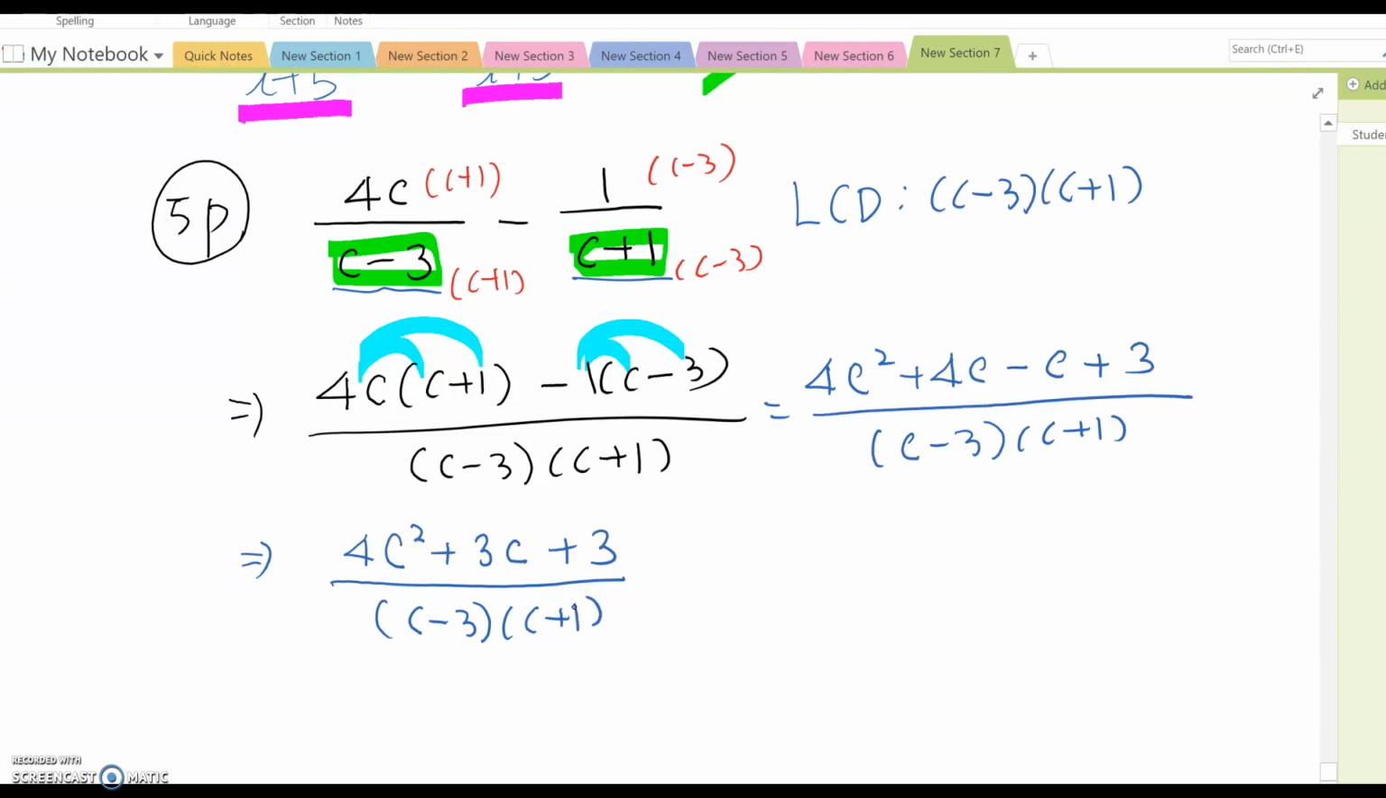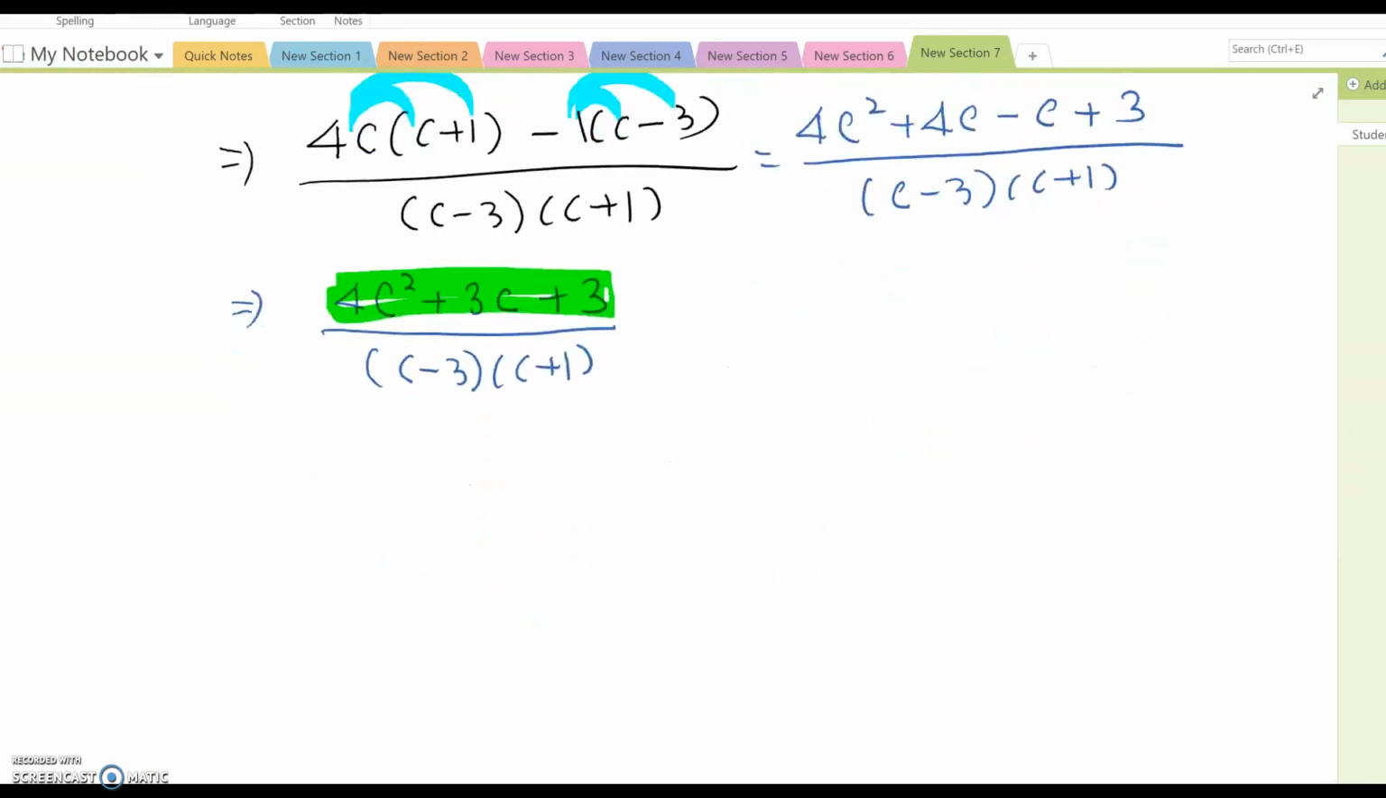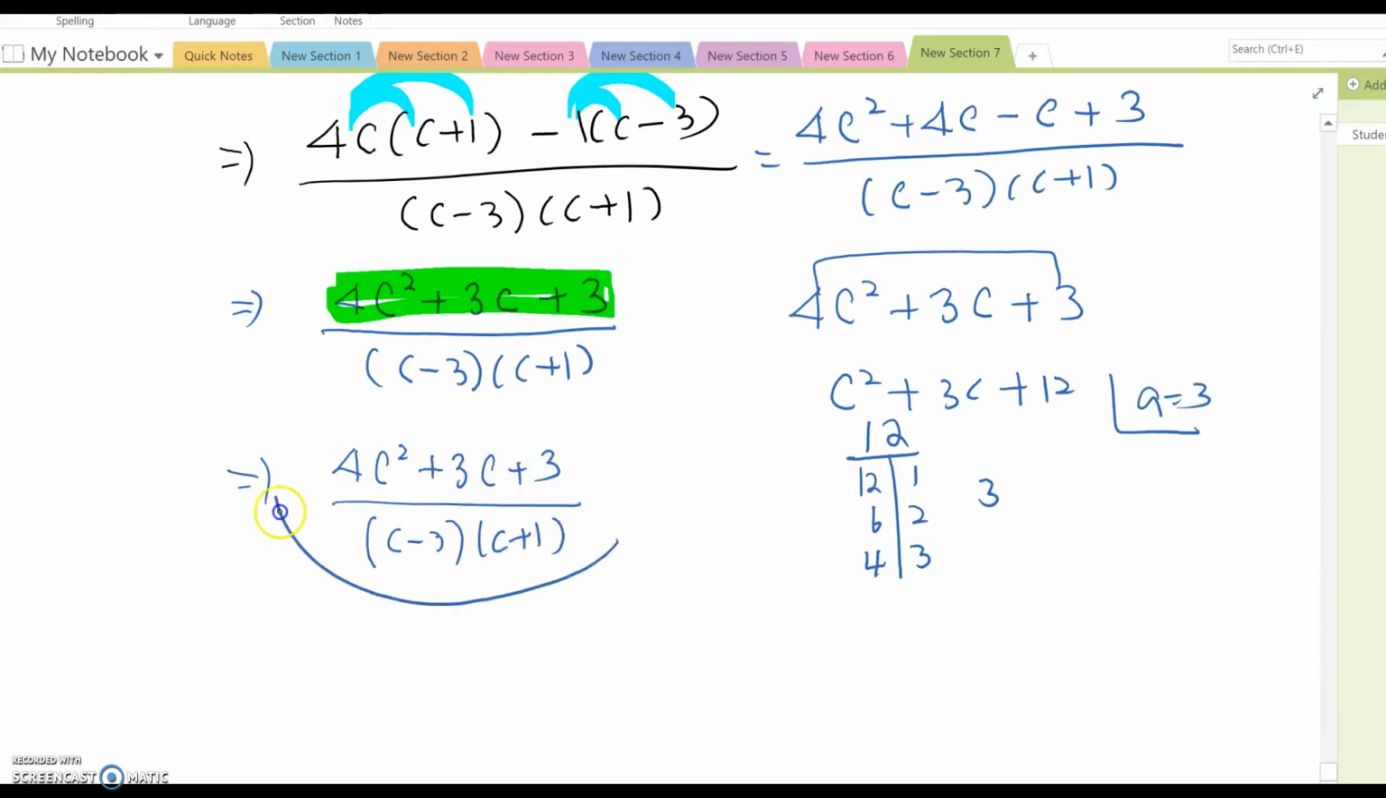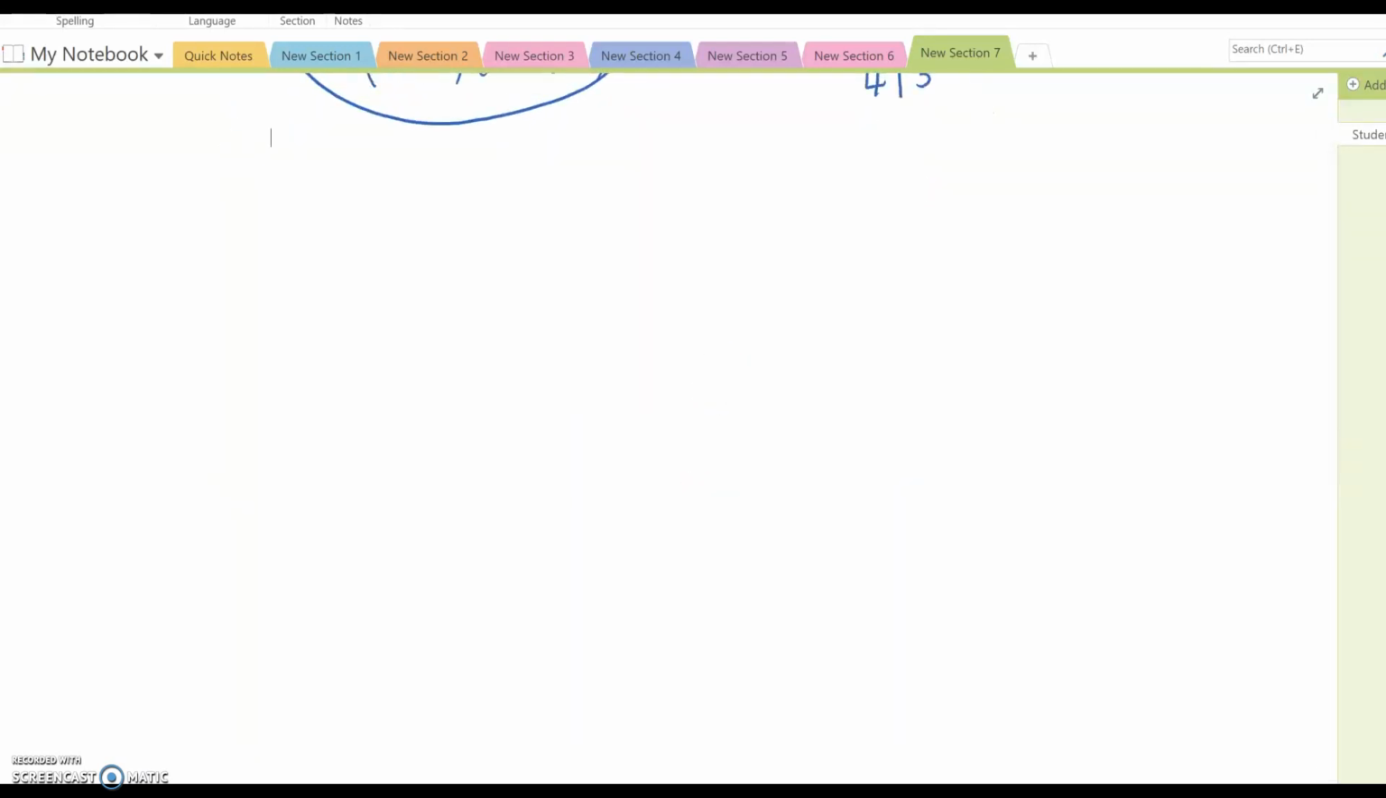Now it is time to simplify this fraction. As you see, this is a quadratic expression, so we may check whether it is factorable. So 4c squared plus 3c plus 3, and find out whether the product becomes 12 and the sum becomes 3. But as you see, you don't see any common factor here, because none of them has a sum of 3, so it is not factorable. Therefore, the answer becomes 4c squared plus 3c plus 3 over c minus 3, c plus 1. That's our final answer. Another one.